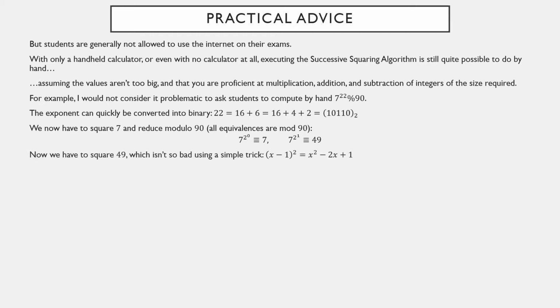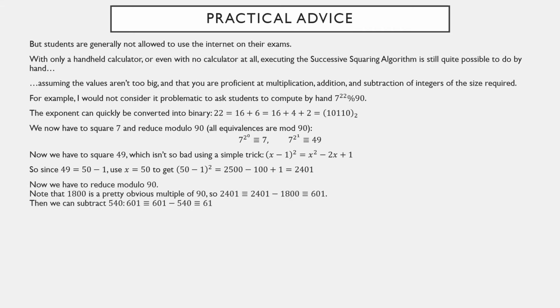49 squared isn't necessarily fun, but many people will recognize from algebra that (x minus 1) squared is x squared minus 2x plus 1. 49 is the same thing as 50 minus 1. So (50 minus 1) squared is 50 squared, that's easy, minus 2 times 50, that's easy, plus 1, so 2401. Now you have to reduce that modulo 90. So what is 2401 reduced mod 90?